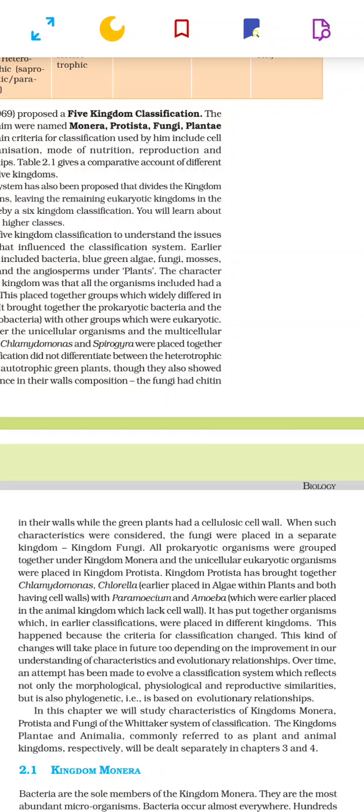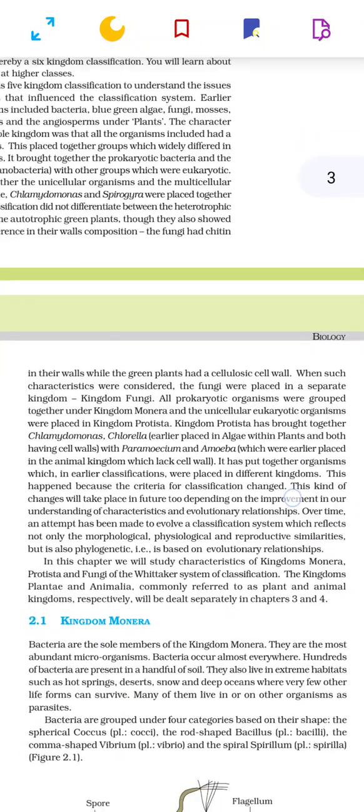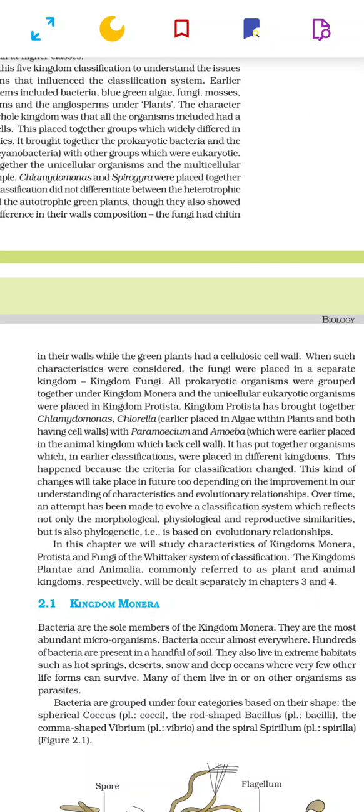This kind of change will take place in future, depending on the improvement in our understanding of characteristics and evolutionary relationship. Over time, an attempt has been made to evolve a classification system which reflects not only the morphological, physiological, and reproductive similarities, but is also phylogenetic, that is, based on evolutionary relationship. In this chapter, we will study characteristics of kingdom Monera, Protista, and Fungi of the Whittaker system of classification. The kingdom Plantae and Animalia, commonly referred to as plant and animal kingdom respectively, will be dealt with separately in chapter 3 and chapter 4.